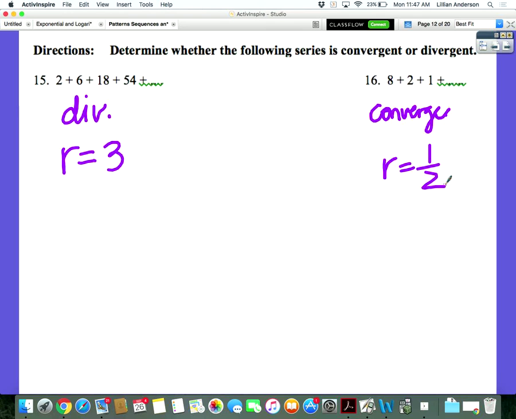8 divided by 2 is 4. Not 2. But 2 divided by 4 is not 1, so that's not the ratio either. I know, I couldn't figure that out.